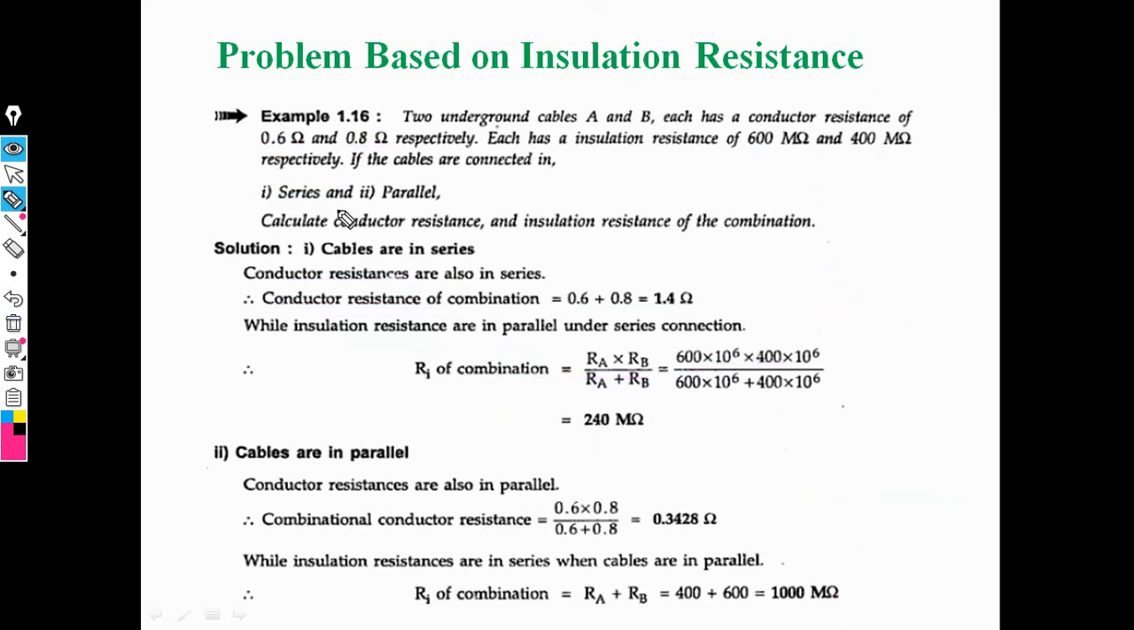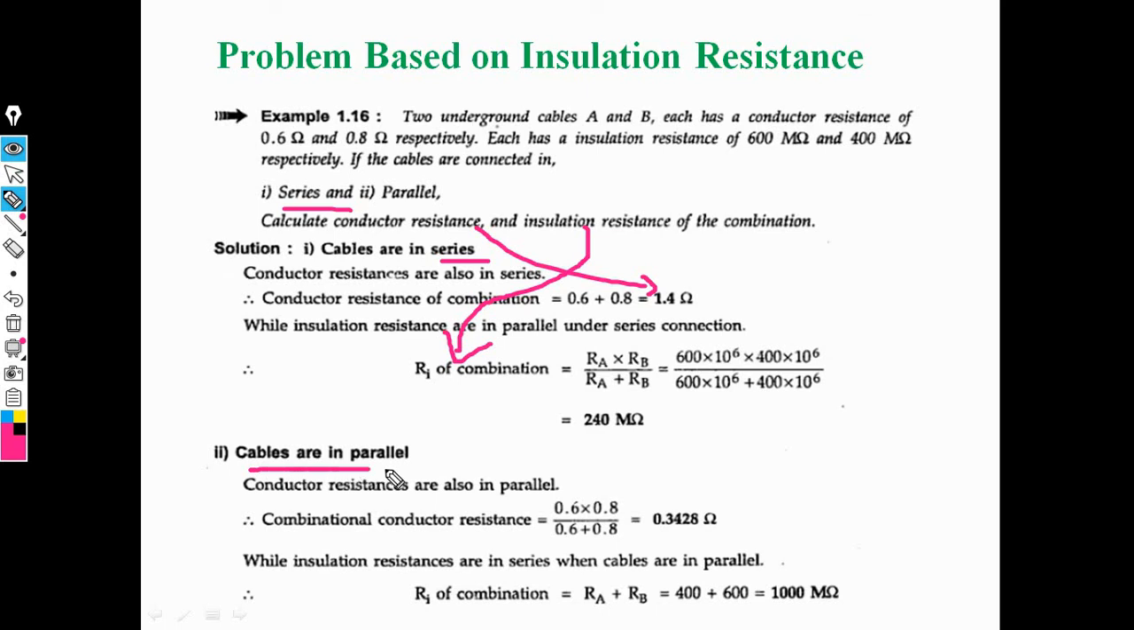So in the series connection we have obtained the conductor resistance and the insulation resistance. When the cables are connected in series, we add the conductor resistances, but the insulation resistances are connected in parallel. This is for cables connected in series.